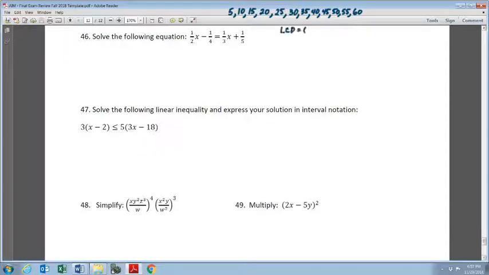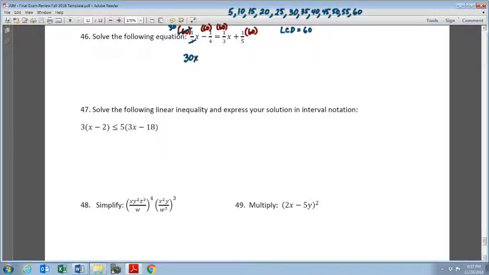So 60 is your LCD here. Notice there's no restricted values because we don't have a variable in the denominator of a fraction. Let's multiply everything by 60. Notice 60 over 2, that can cancel and you get 30. 60 divided by 2 is 30.